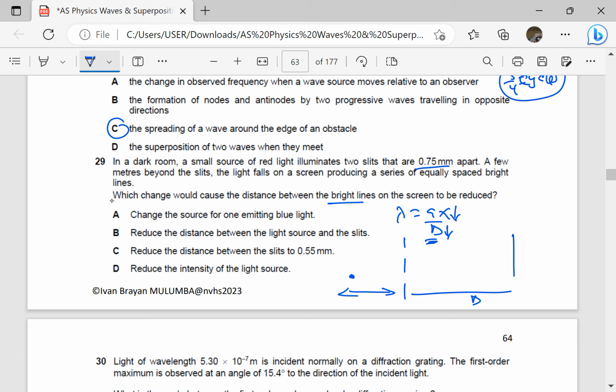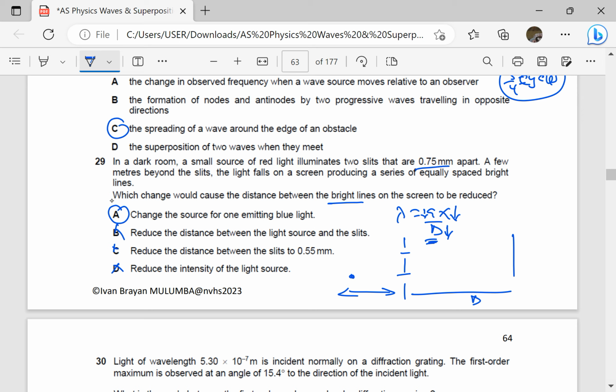Reduce the distance between the slits to 0.55 millimeters. Reduce the distance between the slits, that is reducing a. When we reduce a, x instead increases because a is inversely proportional to x. So this one and this one are not working. Reduce the intensity of the light source. That just affects the brightness. So it means the answer is going to be change the source for one emitting blue light.